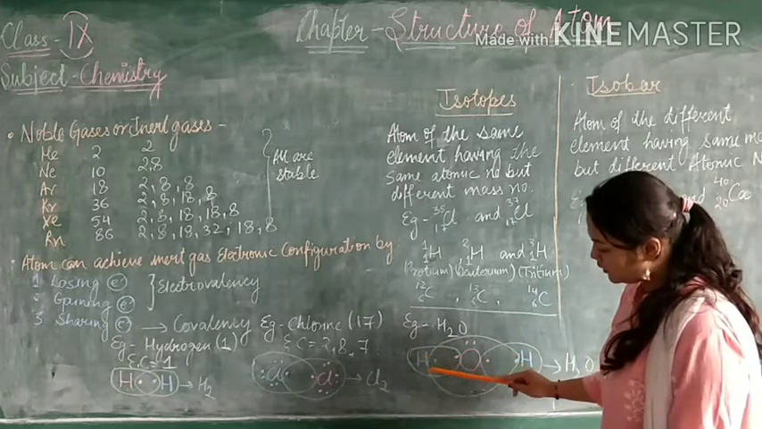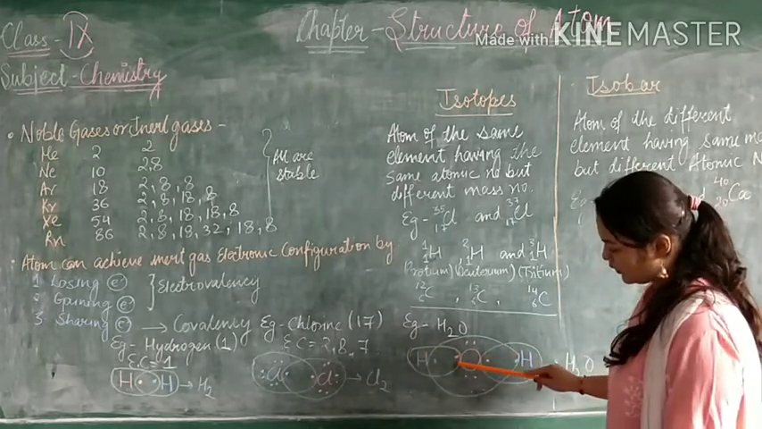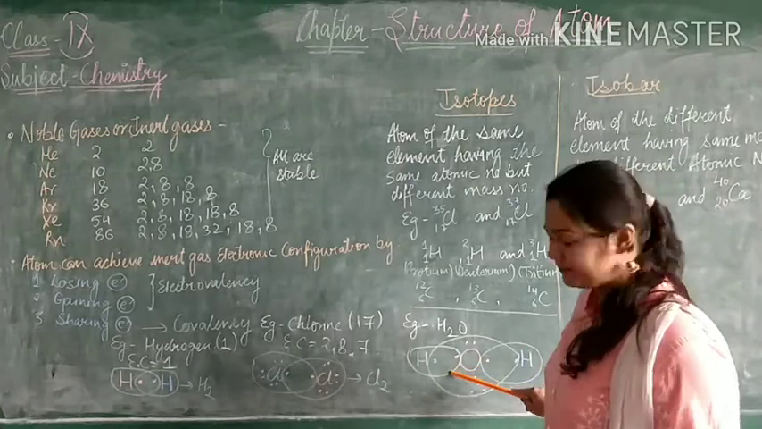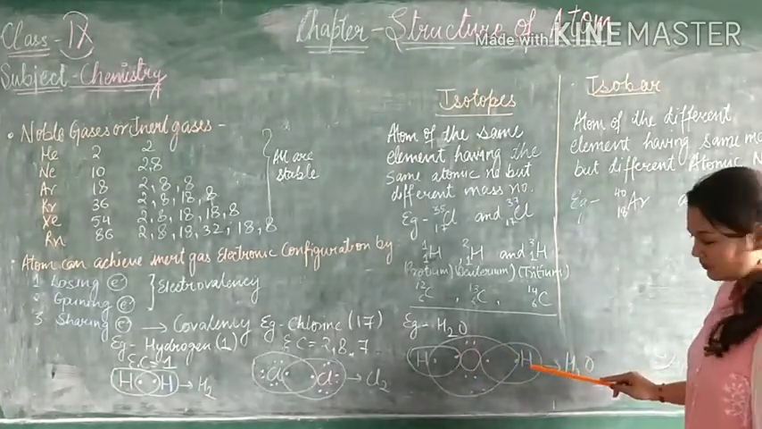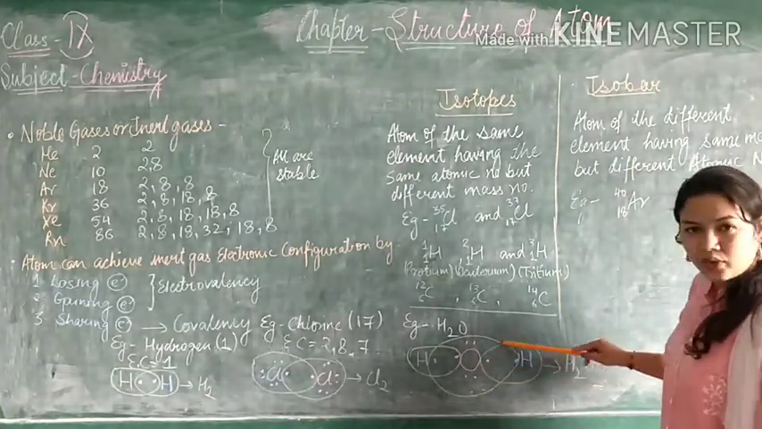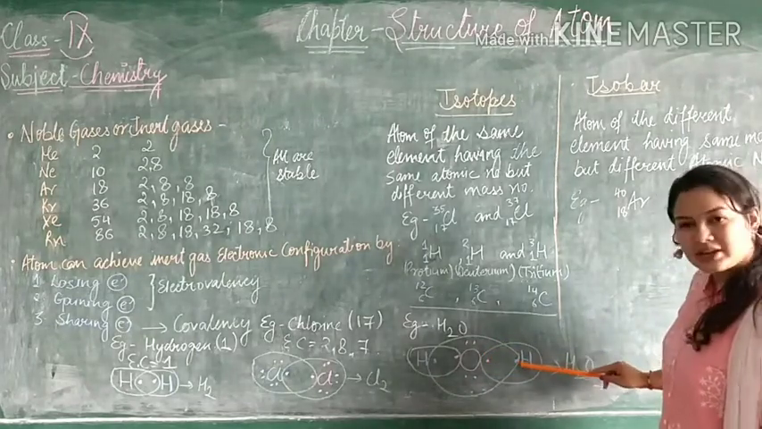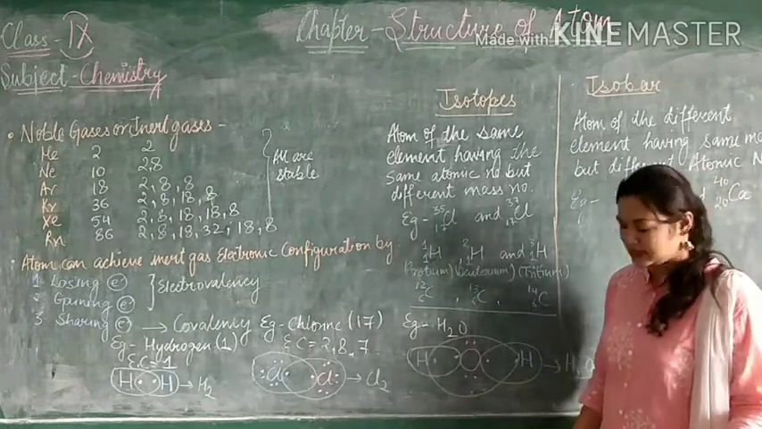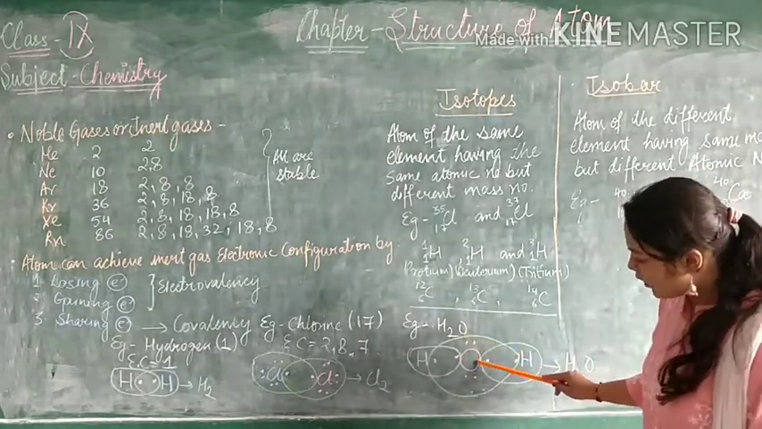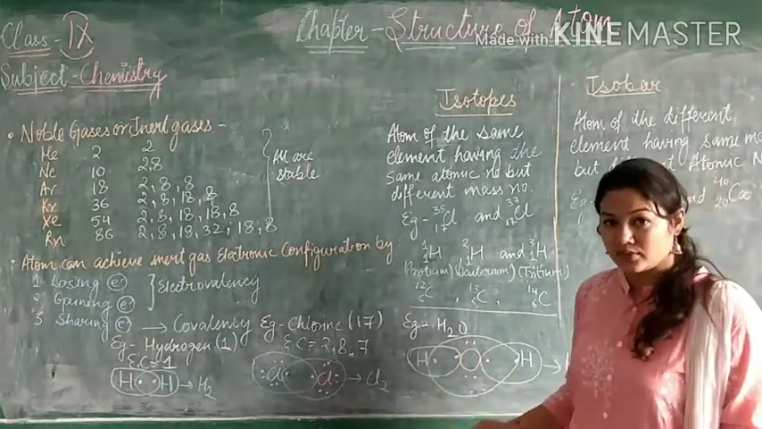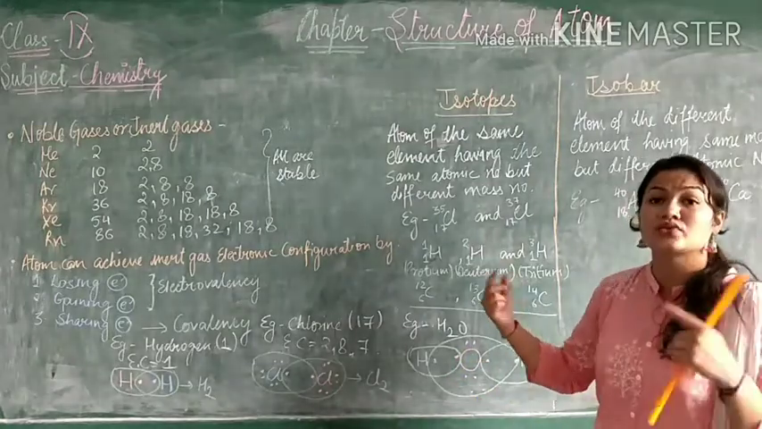So now this hydrogen has 2 electrons in this circle. That means it is stable. In this hydrogen, it is again sharing 2 electrons, and it is stable because in the first shell, 2 electrons are stable. But this oxygen has 6 electrons, so it needs to share both the hydrogens' electrons.